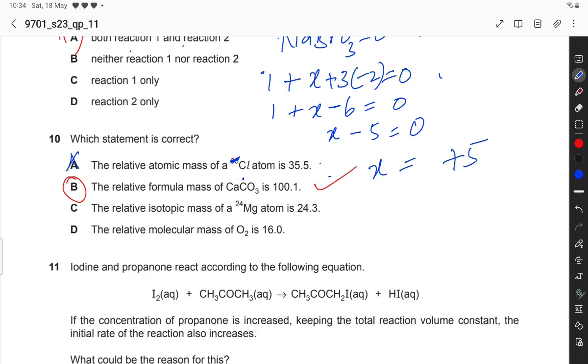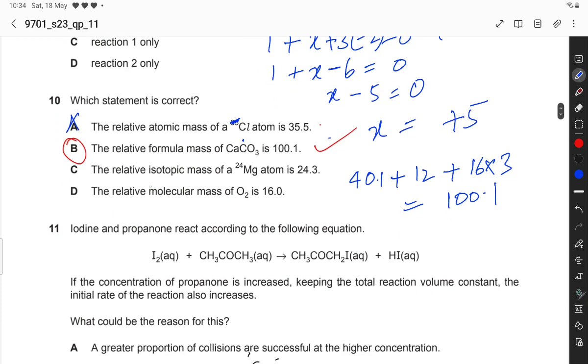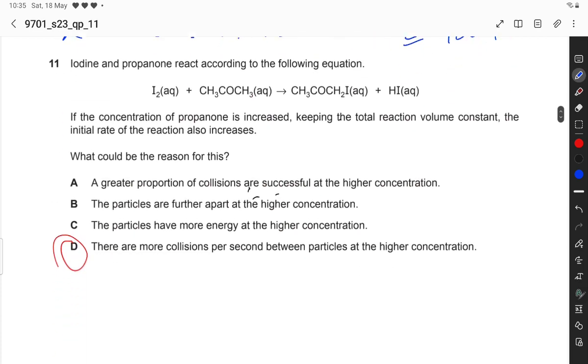The relative formula mass of calcium carbonate is 100.1. So this is the correct option, because calcium 40 plus carbon 12 plus oxygen 16 times 3 is equal to 100.1. So the answer is B. The relative isotopic mass of magnesium is 24.4. So this is also not correct. The relative molecular mass of O2 is 16. This is 32. This is also incorrect.